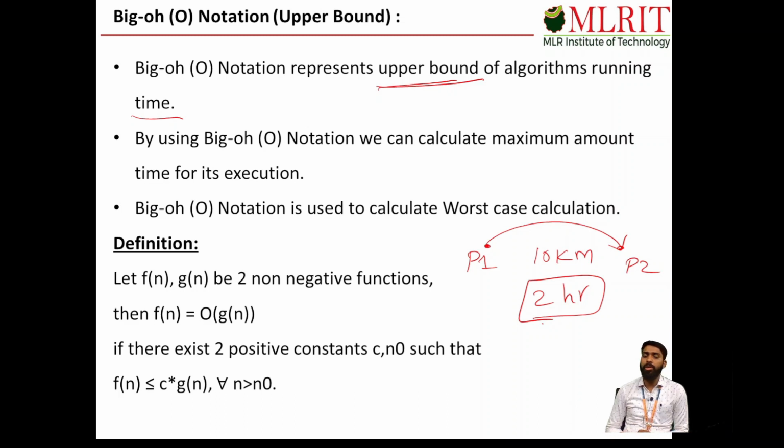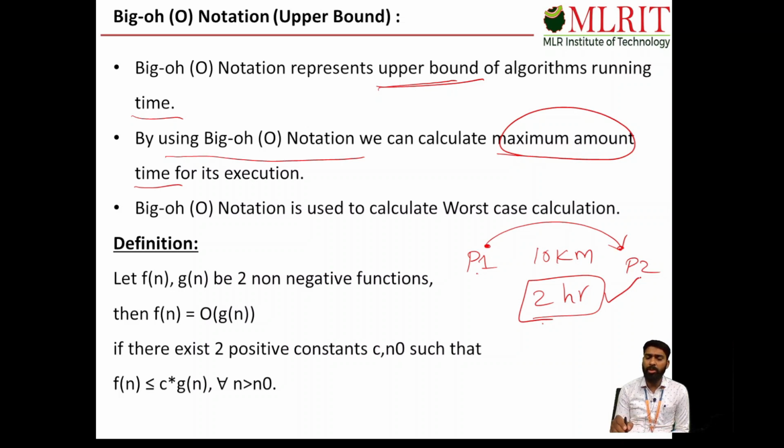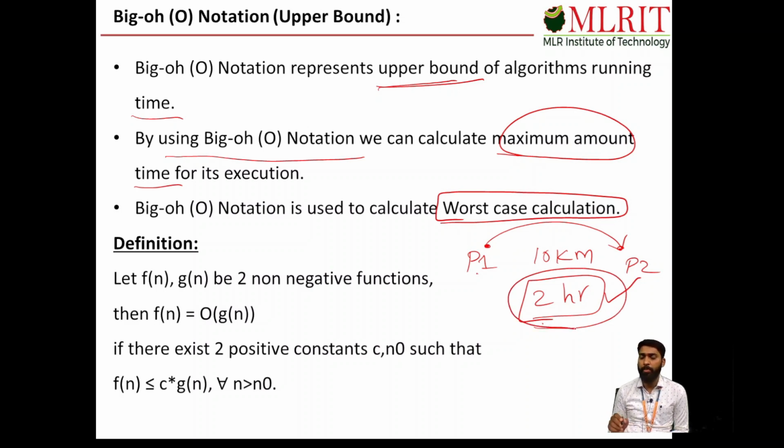Now what is big O notation? Big O notation represents the upper bound of an algorithm's running time. By using big O notation, we can calculate the maximum amount of time for its execution. This is the maximum time for a person to reach from P1 to P2. The maximum time is 2 hours. Big O notation is used for worst case calculation. So this is the worst time to reach from P1 to P2.